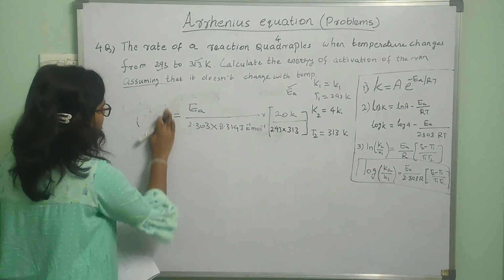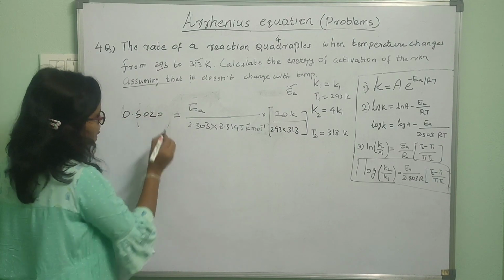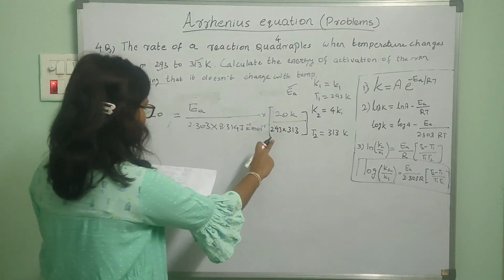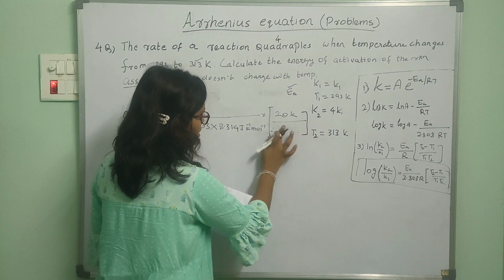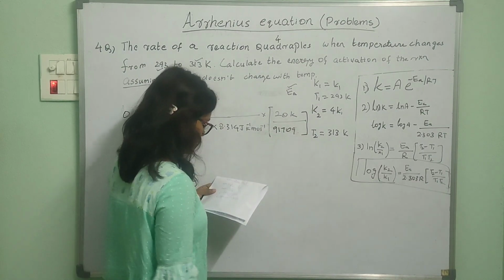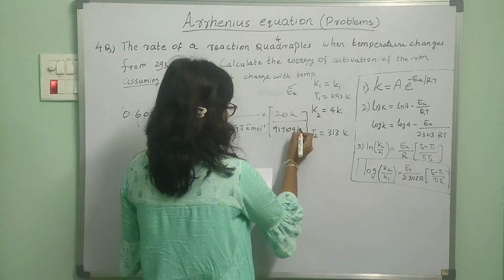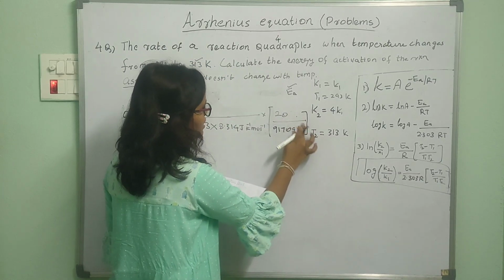So I can write here 0.6020. And this value is 91709. 293 into 313 is 91709. This would be Kelvin square, right? So this Kelvin would get cancelled.